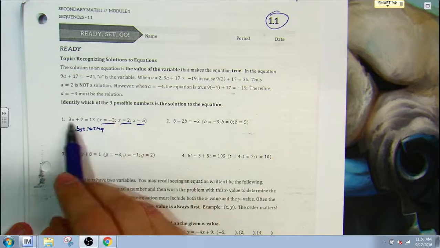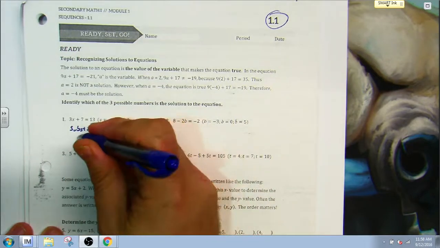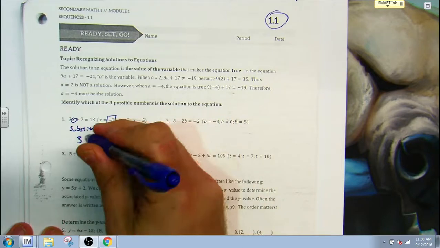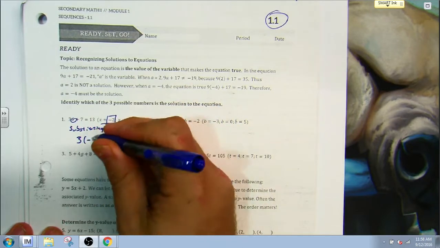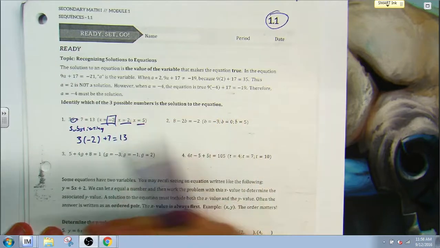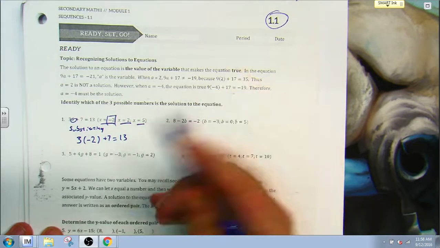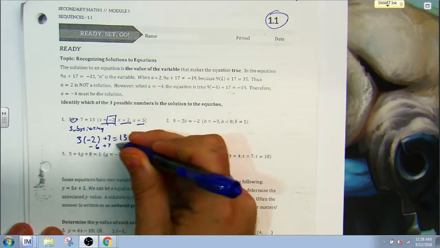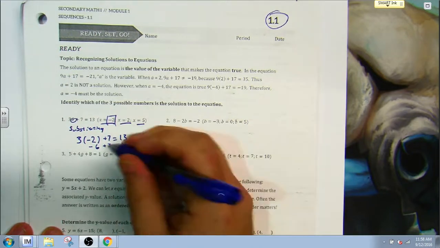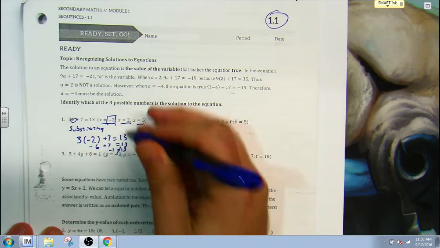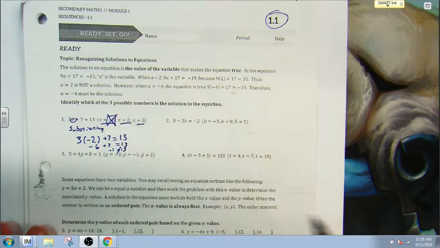So when I see 3x plus 7 equals 13, instead of writing x, I'm going to write what x equals, and in this case, it's negative 2. So I'm going to say 3 times negative 2 plus 7 equals 13. I then evaluate the left side of that equation. 3 times negative 2 becomes negative 6, plus 7 equals 13. Negative 6 plus 7 is negative 1, which, does that equal 13? No. So I know that this is not one of the answers.